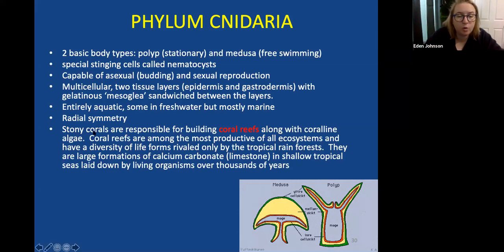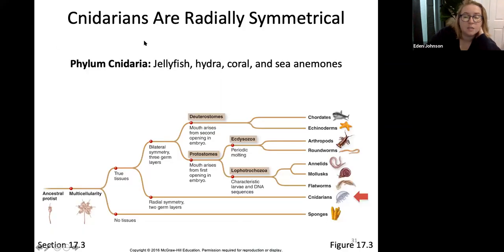Okay, so stony corals in this phylum are responsible for building coral reefs, along with coralline algae. Coral reefs are some of the most productive of all ecosystems. So again, these stony corals are in phylum Cnidaria and responsible for coral reefs. That is amazing. Super, super productive ecosystems. Examples of organisms in this phylum are jellyfish, hydra, corals, and sea anemones.